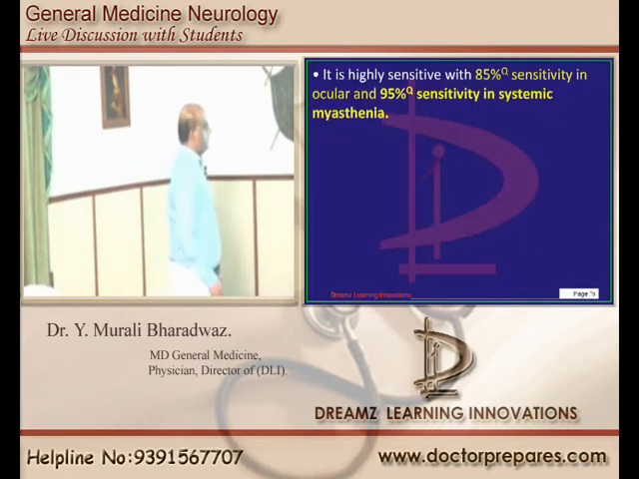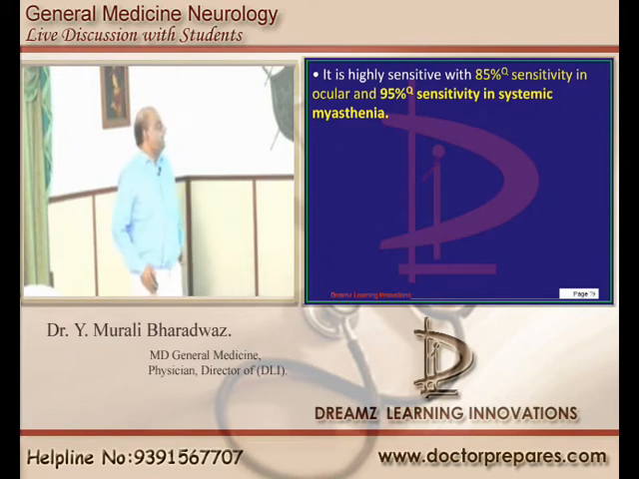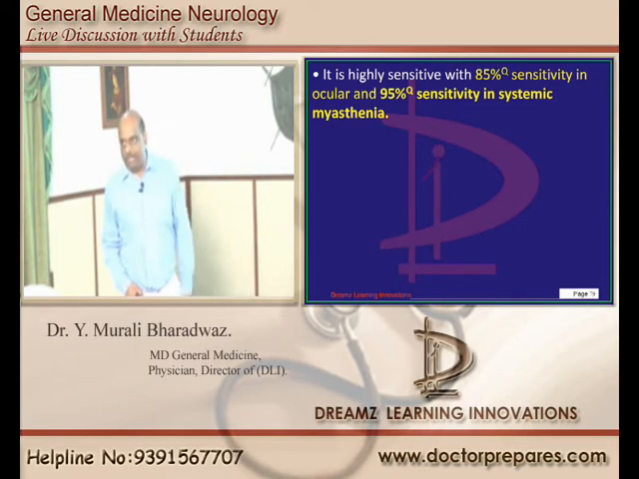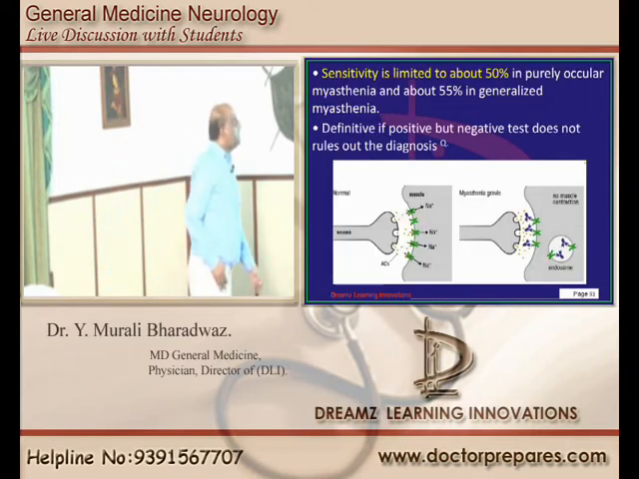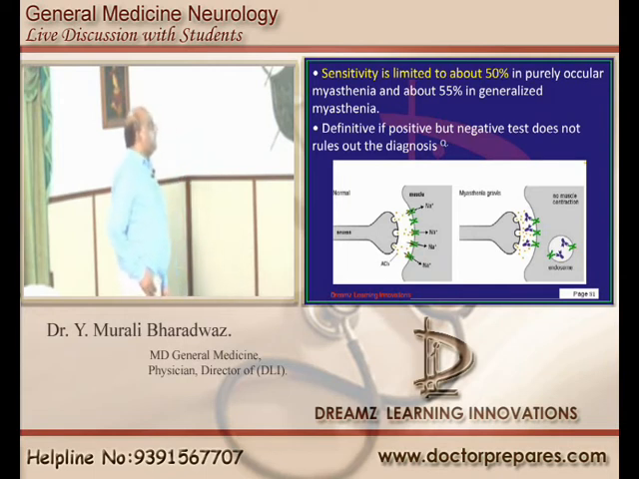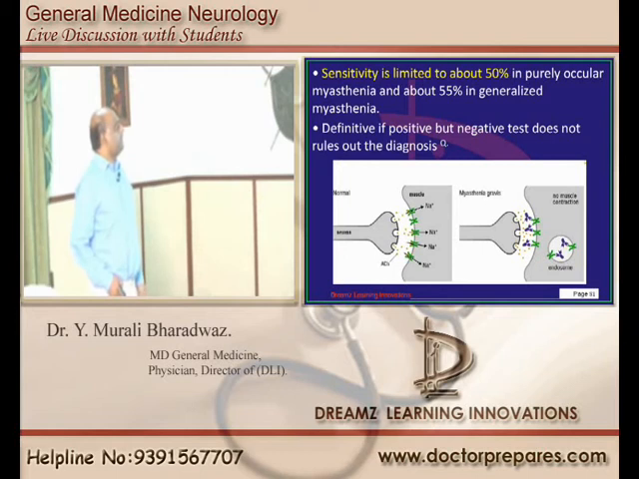It is highly sensitive, especially if the myasthenia gravis is only ocular, it is 85% sensitive. Sometimes you only have a limited ocular myasthenia, and the whole body is not affected. If it is whole body, then 95% sensitivity is there for the edrophonium test. You can also assess the acetylcholine receptor antibody levels, but the sensitivity is very low, only 50%. So that's the reason, doctor, you must know what sensitivity and specificity are, and why we do that.